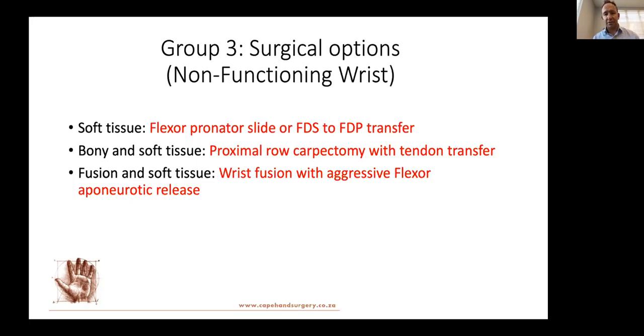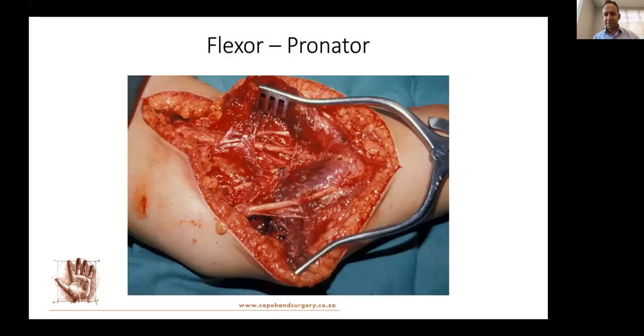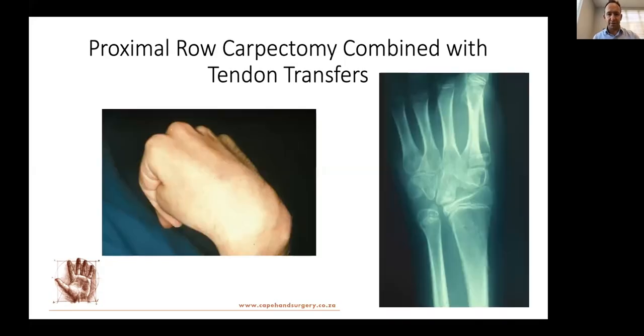By the time they get to this, I usually do a flexor release and pair it with the proximal row carpectomy and a wrist fusion, which is a fantastic procedure, especially for those guys sitting in the buggies who don't mobilize well and need to be dressed every day. The wrist in the neutral position is just so much easier to nurse. This is the flexor pronator slide. I'm not going to get into that.